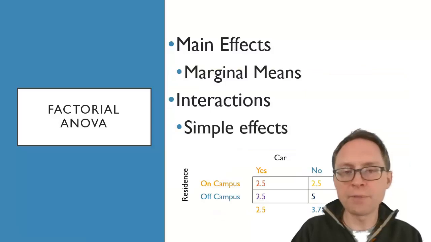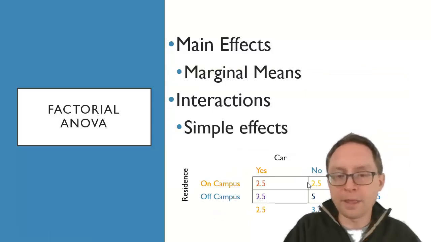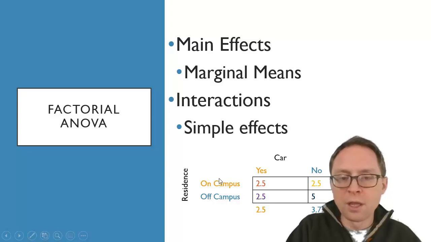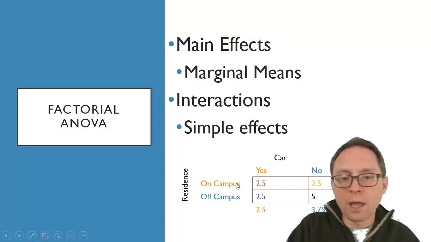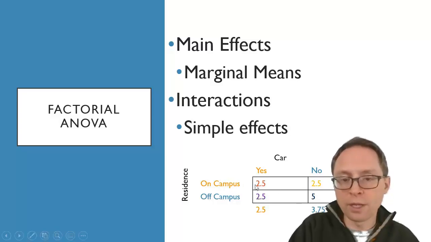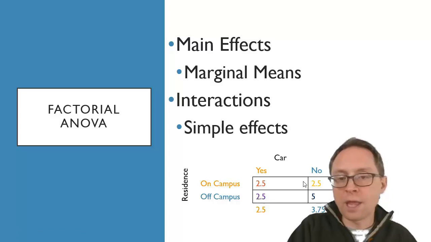So another way to look at these same data is by looking at it like this. Okay, so you see here, we have the rows. Those represent your residents. The rows represent residents. So this is all the people who live on campus, all right? And then the columns represent whether or not you own a car, yes or no. And these are the combinations. So people who live on campus and yes own a car, they average 2.5. Off campus and yes own a car, they average 2.5. Off campus, no car, they average 5. On campus with no car averages 2.5.